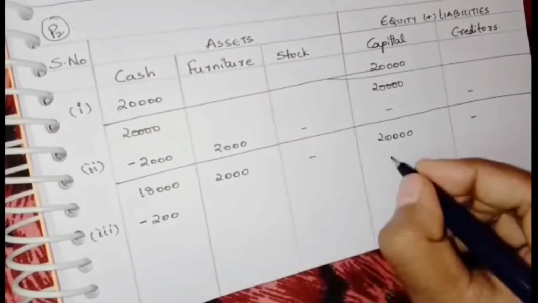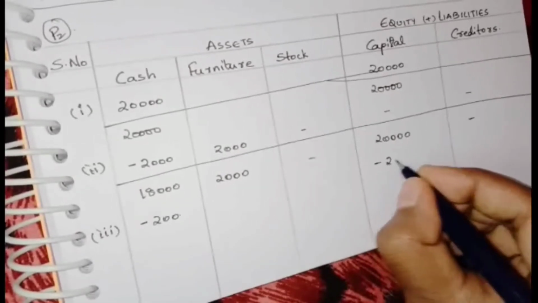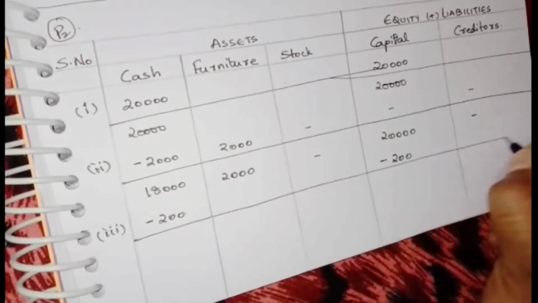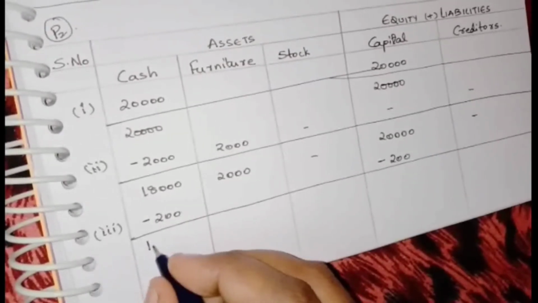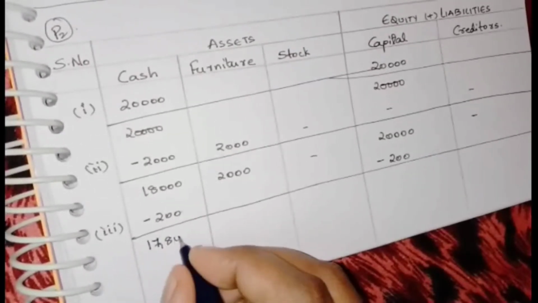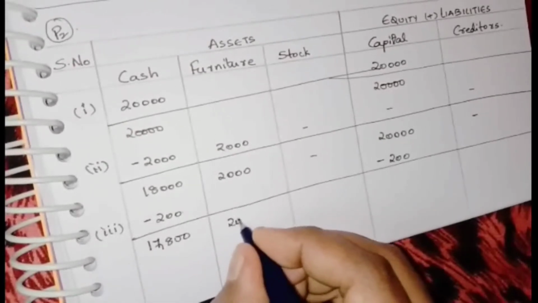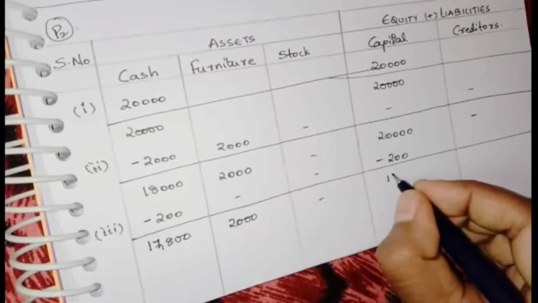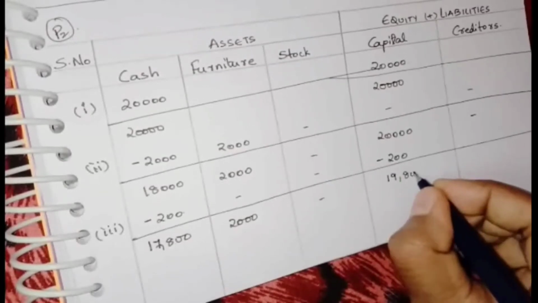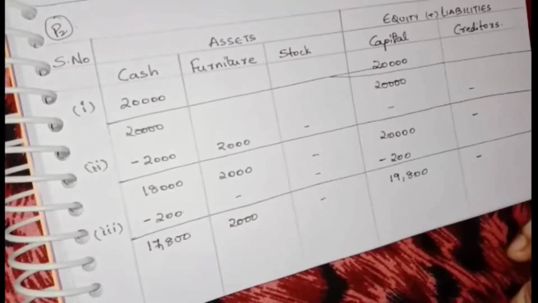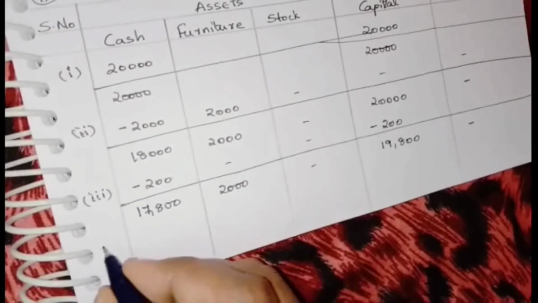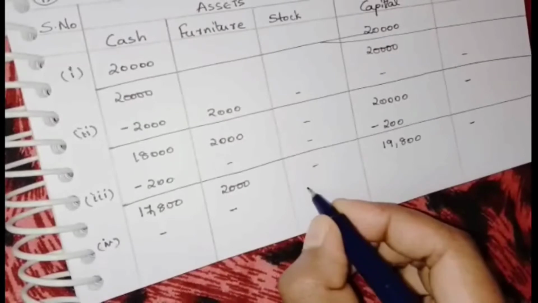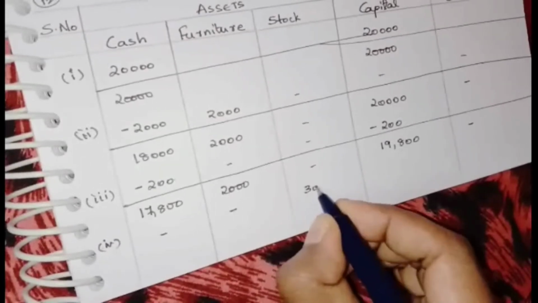Okay, and the next one, that is third. Rahim paid rent of rupees 200. 200 is the rent amount we are paying in cash. It is an expenditure, so we need to reduce it from the capital account. So reduce 200 from the capital head. 18,000 minus 200, that is 17,800 comes to cash balance. 2,000 is the furniture and 19,800 is the balance of capital.